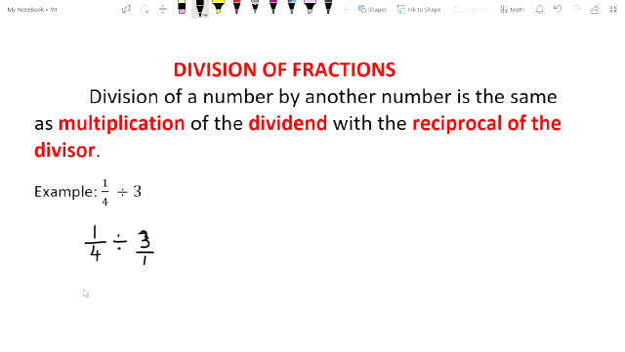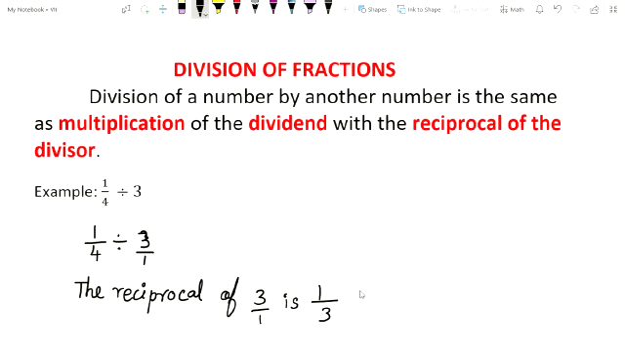Now you take the reciprocal of the divisor. So the reciprocal of 3, which means 3 by 1, is 1 by 3. Usually we will not write like this, but for understanding I have written it here. See, the denominator goes to the numerator place and the numerator goes to the denominator place. This is reciprocal.